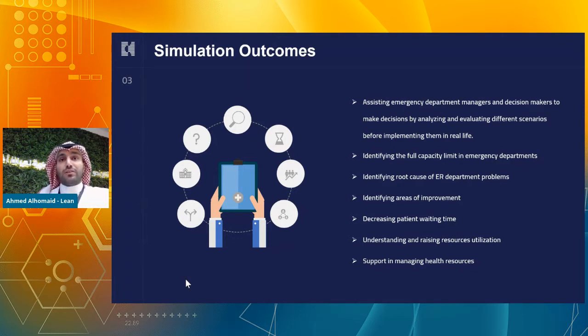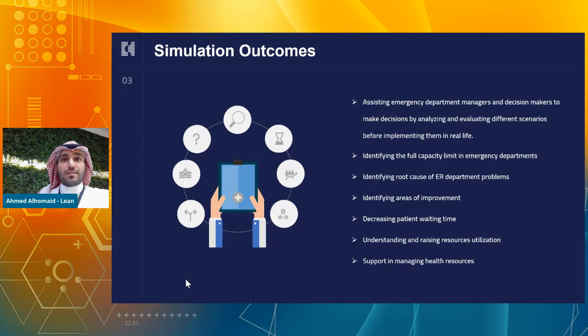Another thing is identifying root causes of ER department problems. With so many different tracks in the hospital, so many different patients, so many different resources in the ER department, it would be very difficult to identify exactly which department we need help in, to decrease the crowding in the ER department. Simulation can help us in identifying where exactly the problem is.